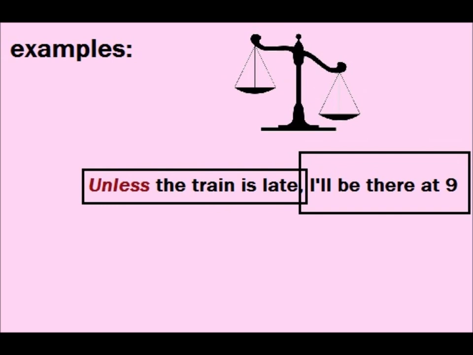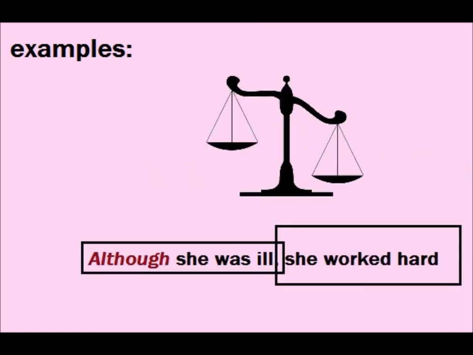What this means is that one clause needs the other clause to make sense. Because if we have the sentence, unless the train is late, and we stop there, the meaning or the sense is incomplete. We need another clause: I'll be there at 9. And the last example, although she was ill, she worked hard. Again, the clause that has the subordinating conjunction although is the subordinated clause, while the other one, she worked hard, is the subordinating clause.